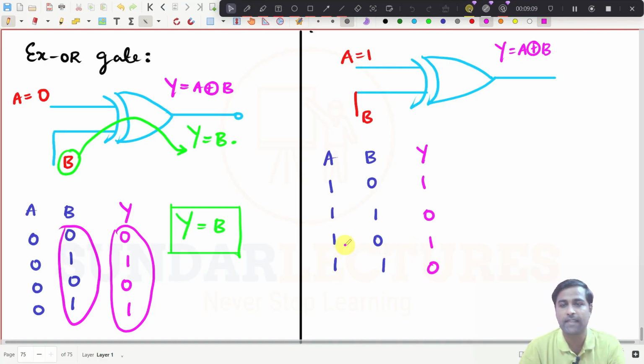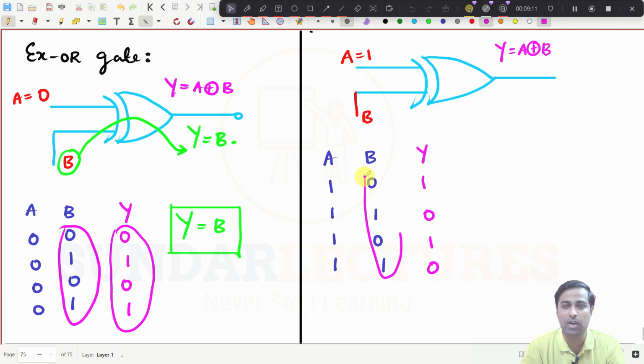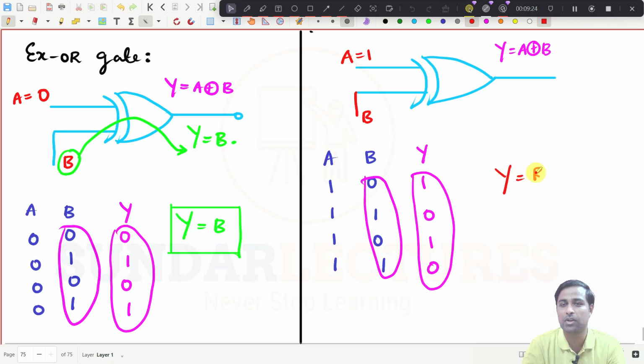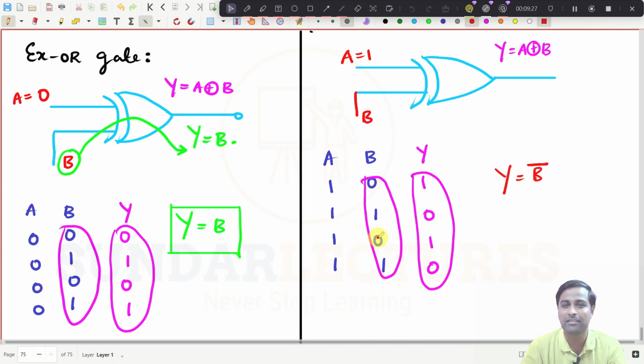And now you compare these two. What happens? Here it is 0, here it becomes 1. 1, 0, 0, 1, 1, 0. What happens here? What can I write now? Y is equal to what? It is B bar, right?